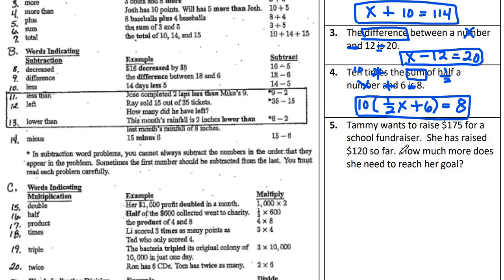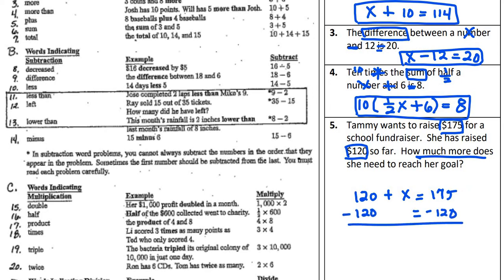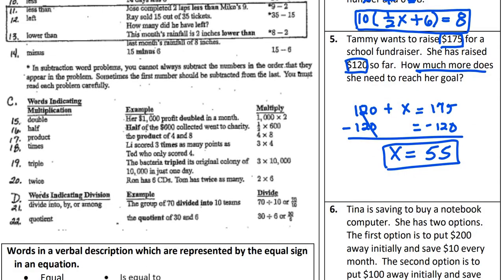Look at number 5. Tammy wants to raise $175 for a school fundraiser. She has raised $120 so far. How much more does she need to reach the goal? So we're going to put 120 plus your x, because she's already raised $120. Now she wants to raise x amount of dollars. So in order to solve it, you would just solve it just like you would in an equation. And as you can see, x equals to $55. She still has $55 to raise in order to reach her goal.